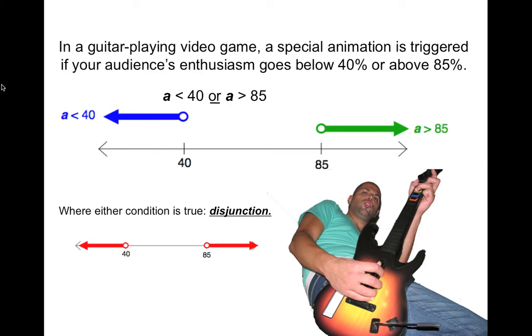Since the solution is two discrete regions, there's no way we can just write it as one statement like we could with the conjunction. We need to write it as two separate statements. We can either use the word "or" or we can use the symbol for disjunction, which looks like this, kind of like a capital V.